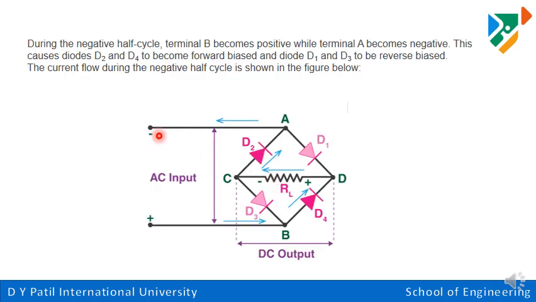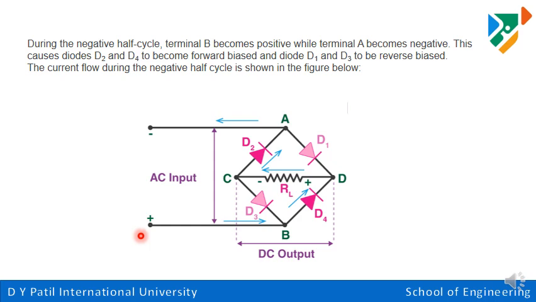Now during the negative cycle, at the A point it is negative and at this B point it is positive. So because of the negative, D2 is now turned on because its cathode gets negative, and D4 is turned on because its anode gets the positive. So in the negative cycle, D2 and D4 are forward biased and act as closed switches.